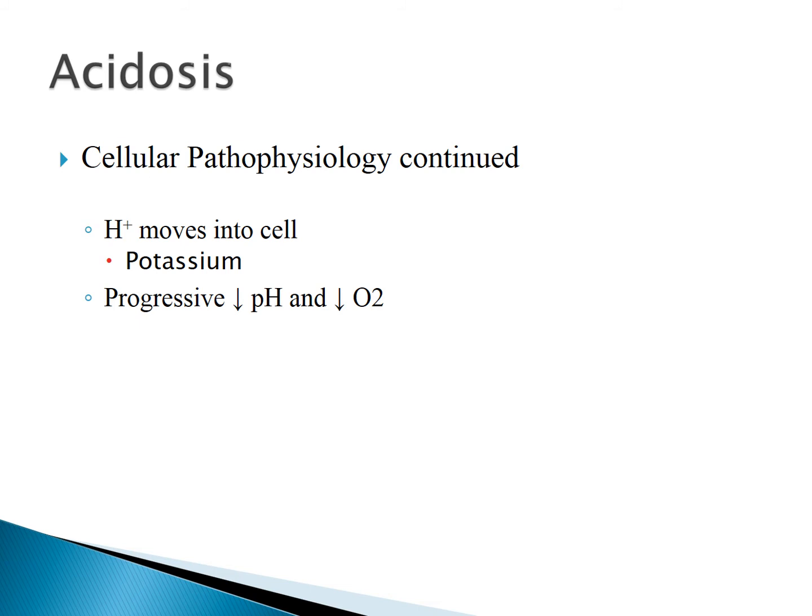As hydrogen goes into the cell, potassium moves out to maintain electroneutrality. Hyperkalemia can occur, which can cause arrhythmias. You can have a decrease in oxygen, and your decrease in pH further depresses neuro and cardiac function, so you may see your patient will have a decreased LOC with acidosis.